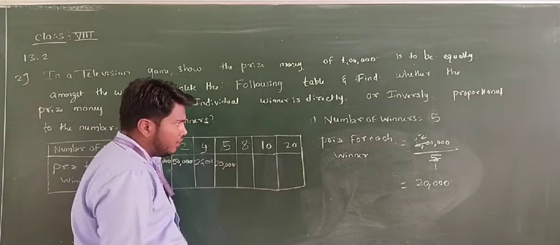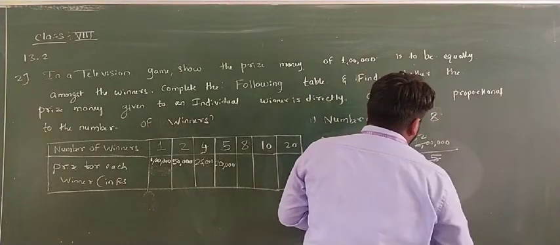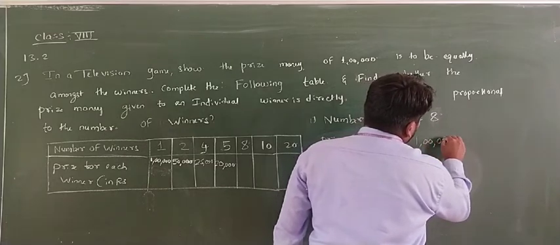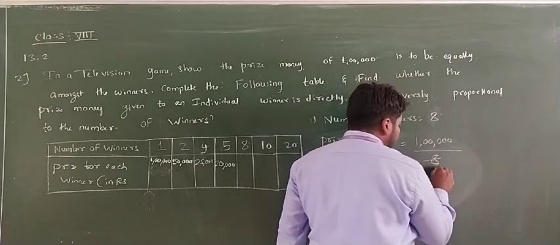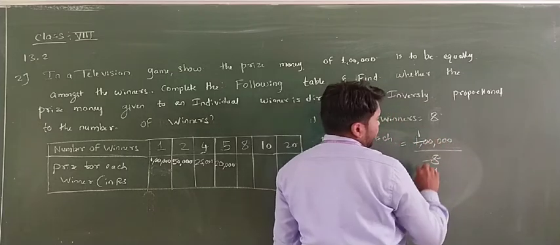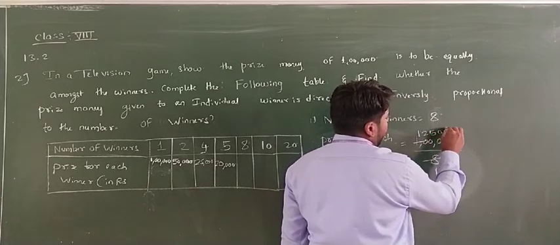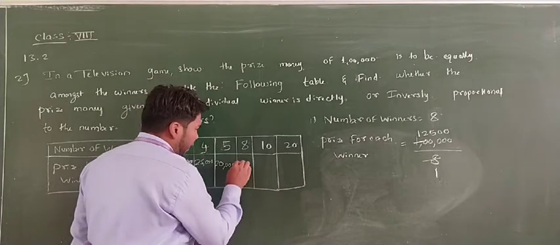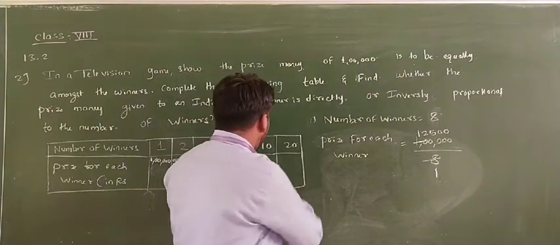Now we are calculating for 8. The number of winners is 8, and it is 1 lakh divided by 8. 8 ones are 8, 2 remains 20, 8 twos are 16, 4 remains 40, 8 fives are 40, so again double zero. If the number of winners is 8, then each winner gets 12,500.